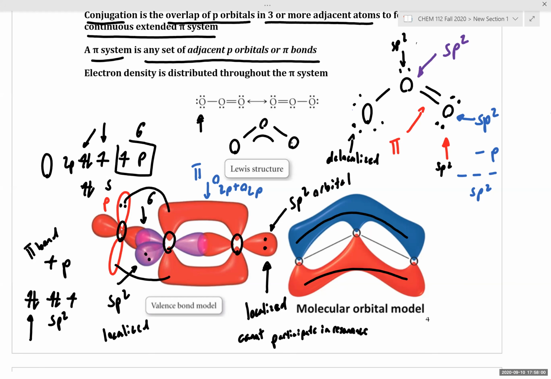Okay, we'll draw a few more of these orbital pictures to help understand and rationalize whether or not a lone pair is localized or delocalized. Just really focus on thinking, what is the hybridization of my atom? And is that lone pair in a p orbital?